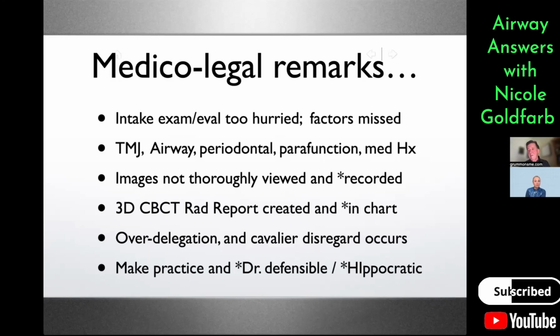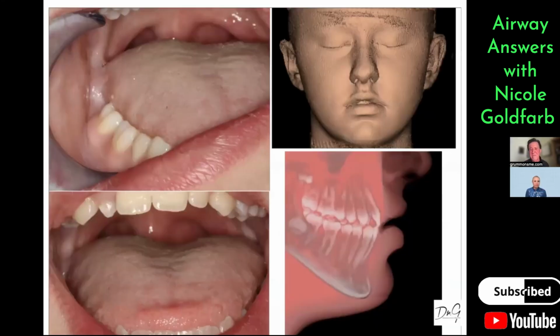Images are not thoroughly reviewed and recorded. That's a big problem we're seeing. The RAD report's hardly created. It's not in the chart. Loma Linda, Joe Caruso led the way teaching that. There's over delegation and kind of cavalier regards of patients. And the main thing is make yourself defensible so that when we step in, we can show how good you were doing or trying to do it, and the standard of care is provable. And that's the Hippocratic oath we took anyway, so do the right best thing.